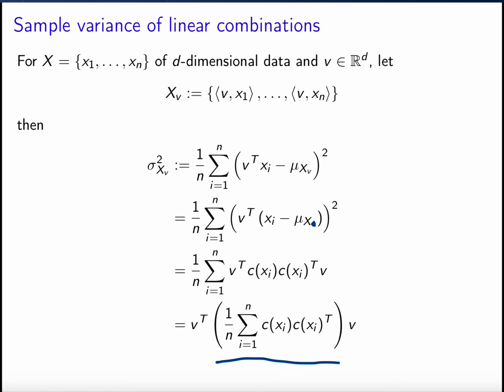Let me erase that again. And that's what the sample covariance is actually giving you. When you compute the sample covariance like we did for the Canadian data, that will automatically give you the variance of any linear combination of the data points.